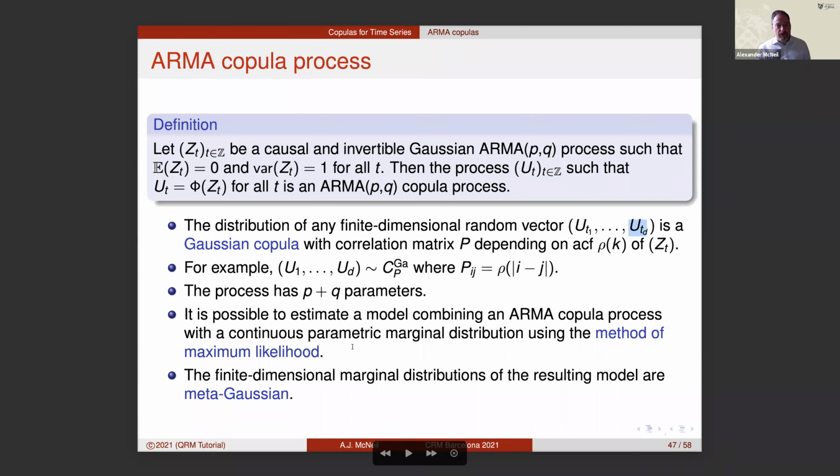I'll show you in R that you can estimate a model that combines the ARMA copula process with any continuous parametric marginal distribution. We could take a Student marginal distribution, a hyperbolic, or some strange skewed distribution, and we could estimate a model using maximum likelihood in quite a straightforward way. If we do that, then the resulting distribution is actually meta-Gaussian. I used that term earlier. So that's the ARMA copula process.